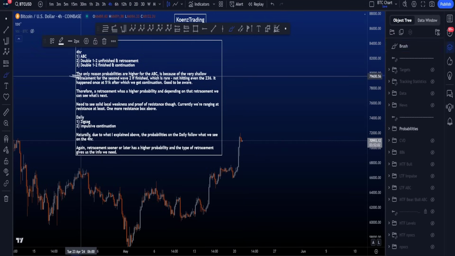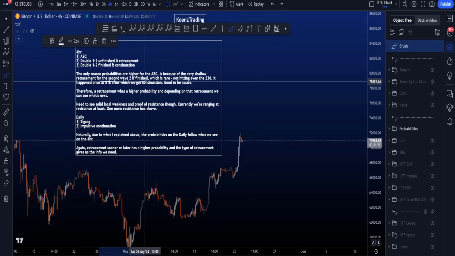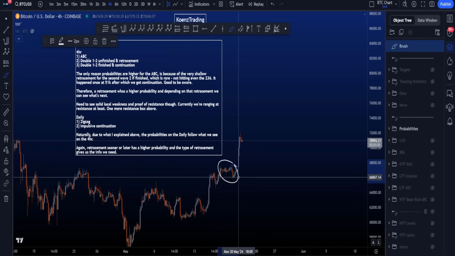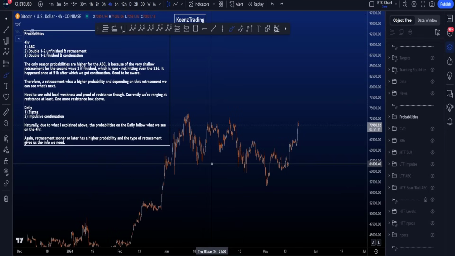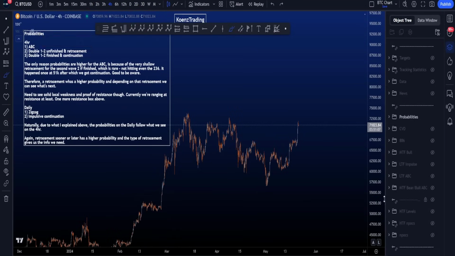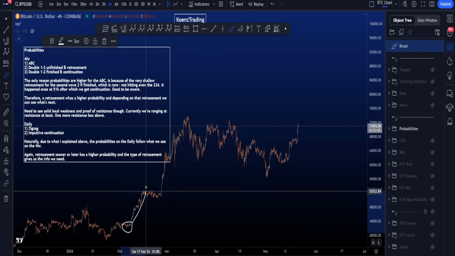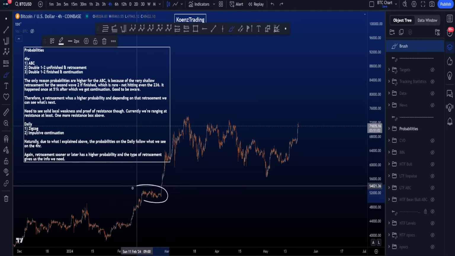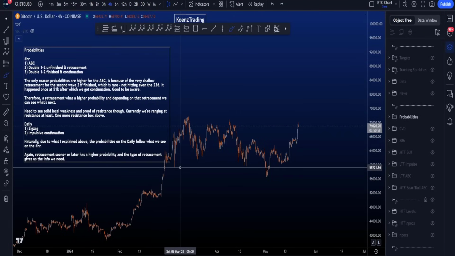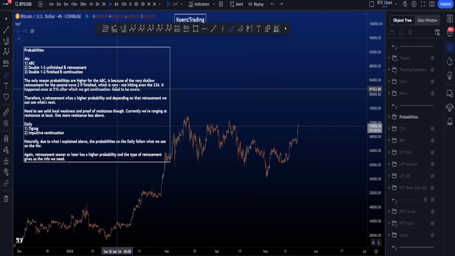The only reason that the probabilities are higher for an ABC here is because of the very shallow retracement for the second wave 2 if it is finished, which is this structure over here, not even hitting the 0.236. It happened once before though at 51k, where we had this range over here, and if you would take a fib from this range to the high, then you will see that also here the 0.236 was not hit, but we did get impulsive continuation. But nonetheless, it is very rare that it happens, but it is good to be aware of it.